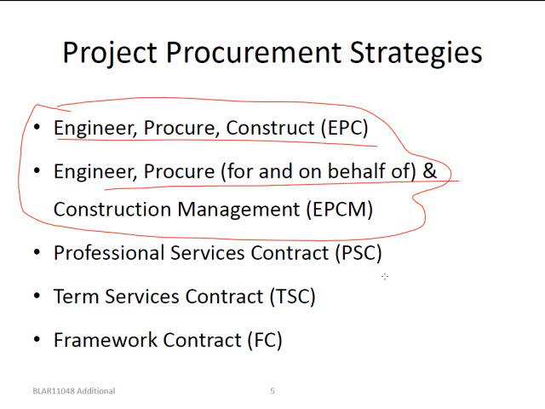Something that you have to remember, that when we talk about geologists, and the geologists do tests on site, be careful when you use a professional services contract for them, because they actually do come onto site and they do actually do work on site. Alright, so keep that in mind.